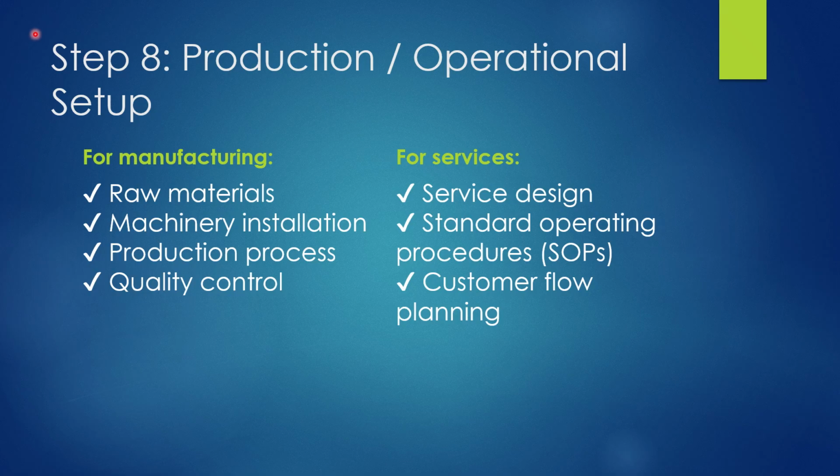Then the next step is to begin the production or service operations. This stage actually transforms the business plan into real output. So production setup includes installing of the machinery, setting the production processes, the quality control measures, procurement of the raw materials, inventory management, implementing the safety and maintenance standards.